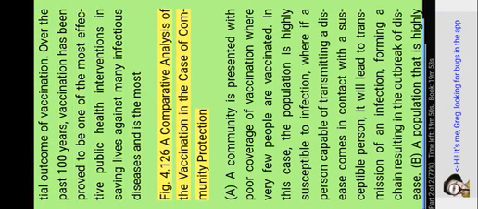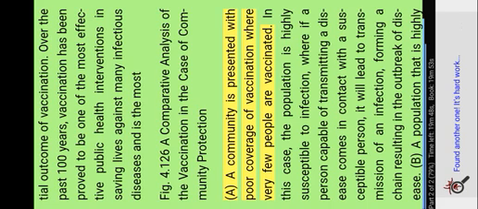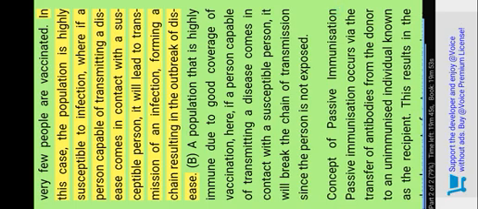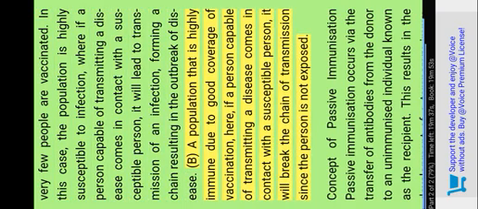Figure 4.126: A comparative analysis of vaccination in the case of community protection. A. A community is presented with poor coverage of vaccination where very few people are vaccinated. In this case, the population is highly susceptible to infection, where if a person capable of transmitting a disease comes in contact with a susceptible person, it will lead to transmission of an infection, forming a chain resulting in the outbreak of disease. B. A population that is highly immune due to good coverage of vaccination. Here, if a person capable of transmitting a disease comes in contact with a susceptible person, it will break the chain of transmission since the person is not exposed.